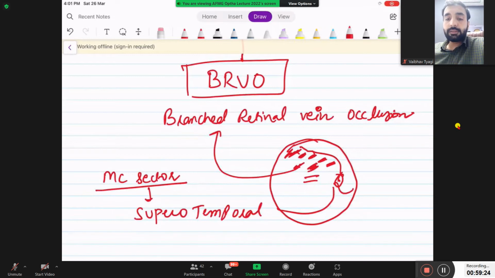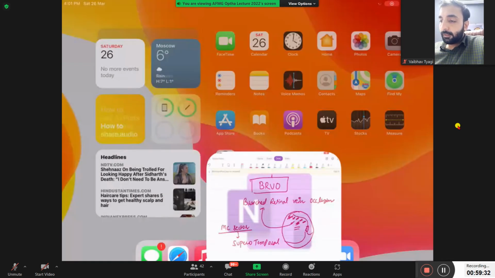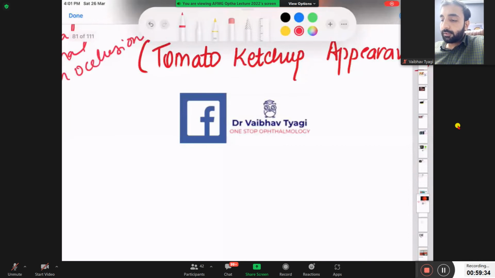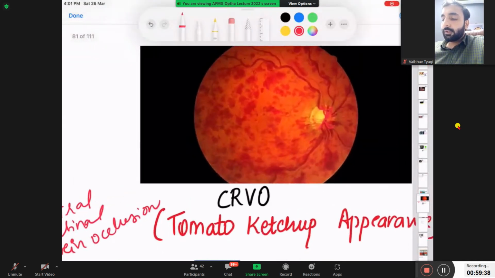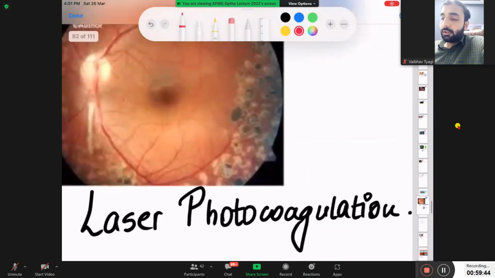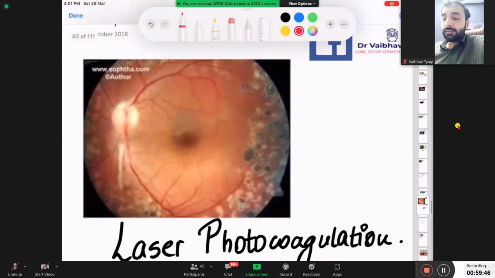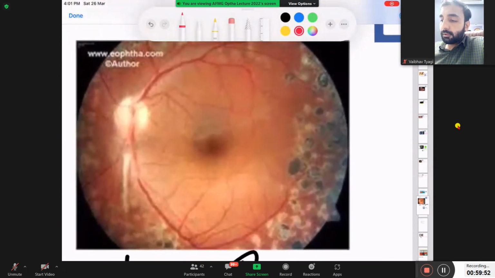Only a branch is getting occluded, so the diagnosis will be BRVO. Clear? This much is clear to you? So this hemorrhage in CRVO is called the tomato ketchup appearance or splash tomato appearance. Clear? So this is how we do lasers in the retina. Can you spot the laser marks?